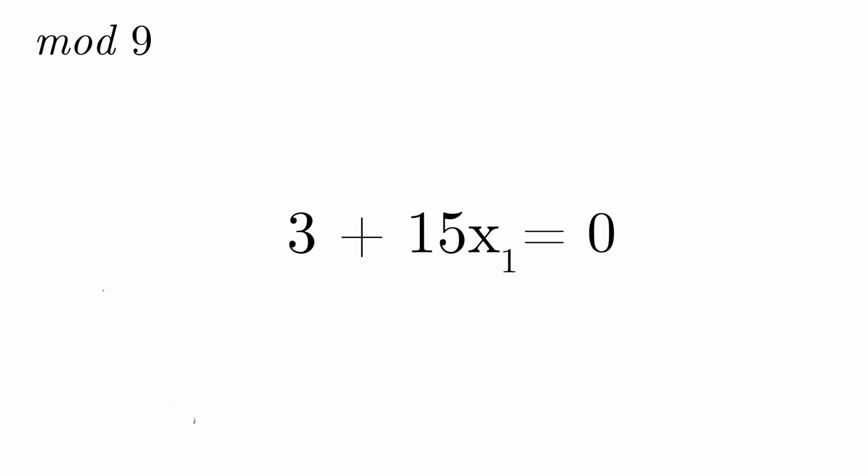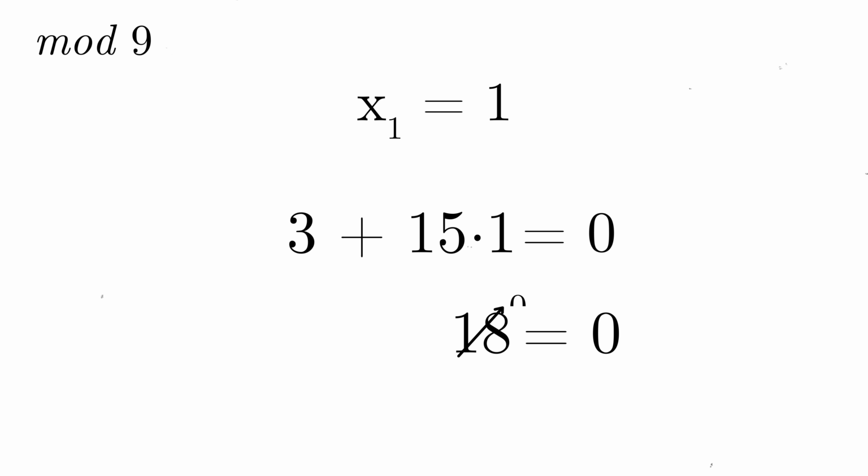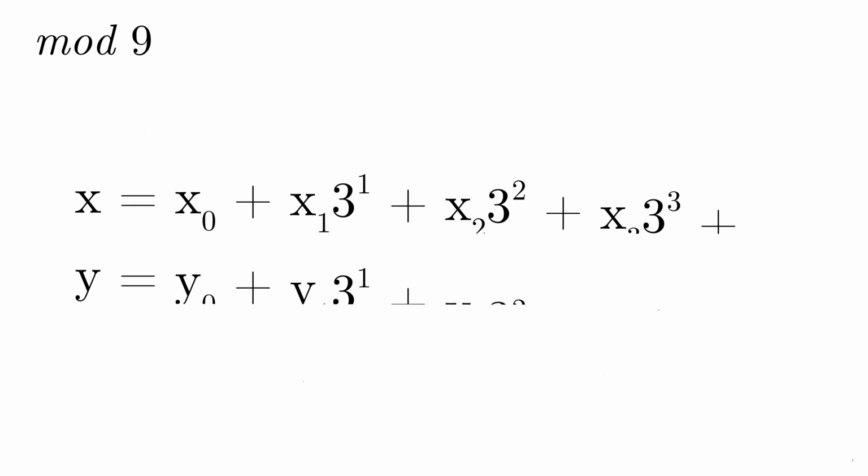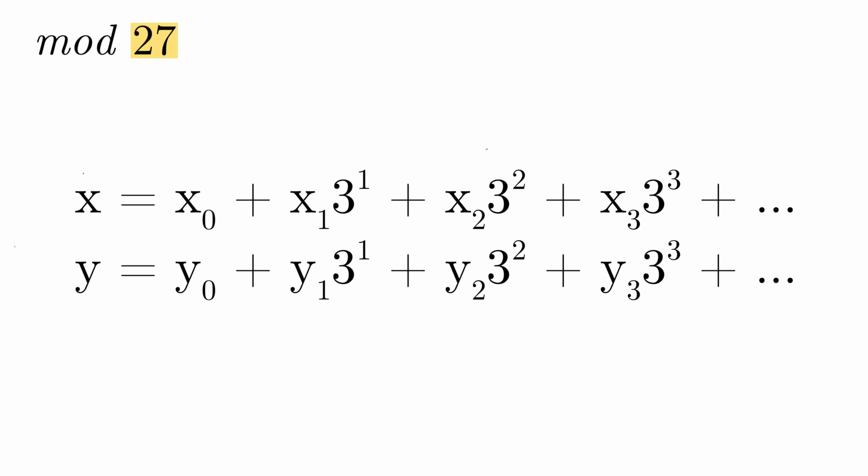Now remember, since we're working mod 9, the 0 on the right-hand side represents any multiple of 9. So in this case, if x1 equals 1, then 3 plus 15 equals 18, which is a multiple of 9, so it's 0. So x1 equals 1 is a solution to the equation. Let's find one more term of the expansion by solving the equation mod 27.